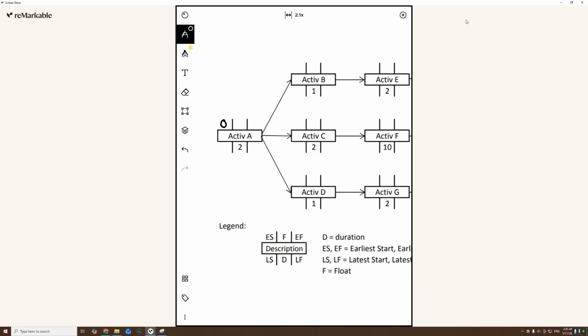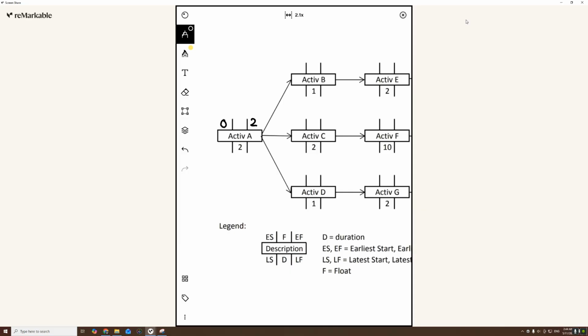If the early start for activity A is 0, well then you know that the earliest finish for activity A must be 0 plus 2, because that's the duration, right? If we start on day 0 and activity A has a duration of 2, that means we finish on day 2. So I will put 2 as the earliest finish.